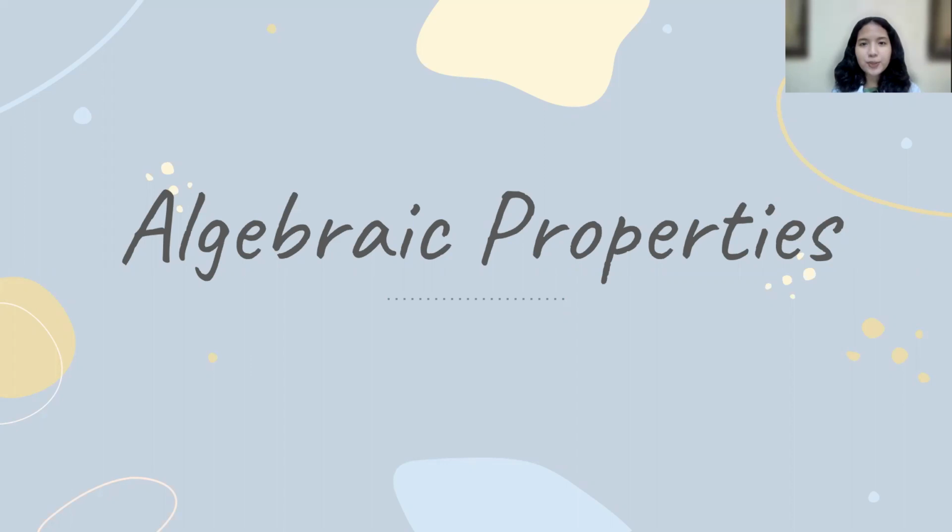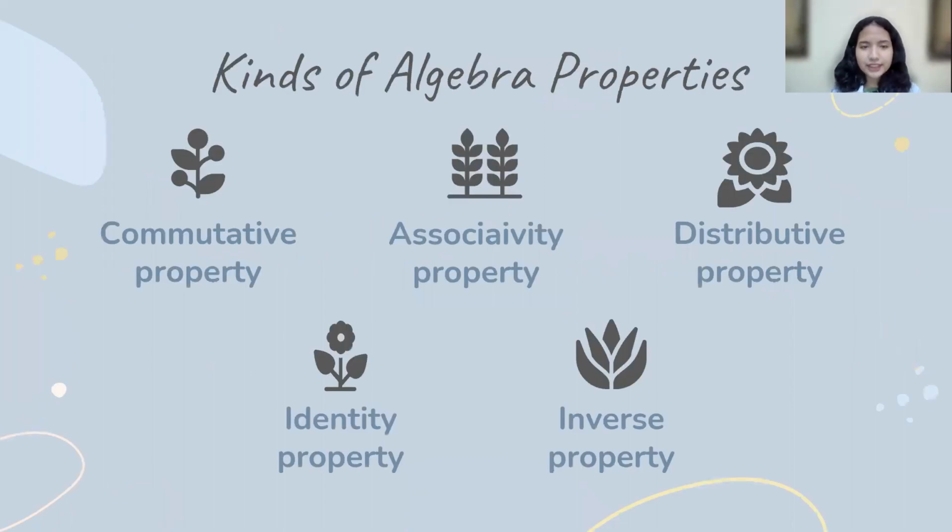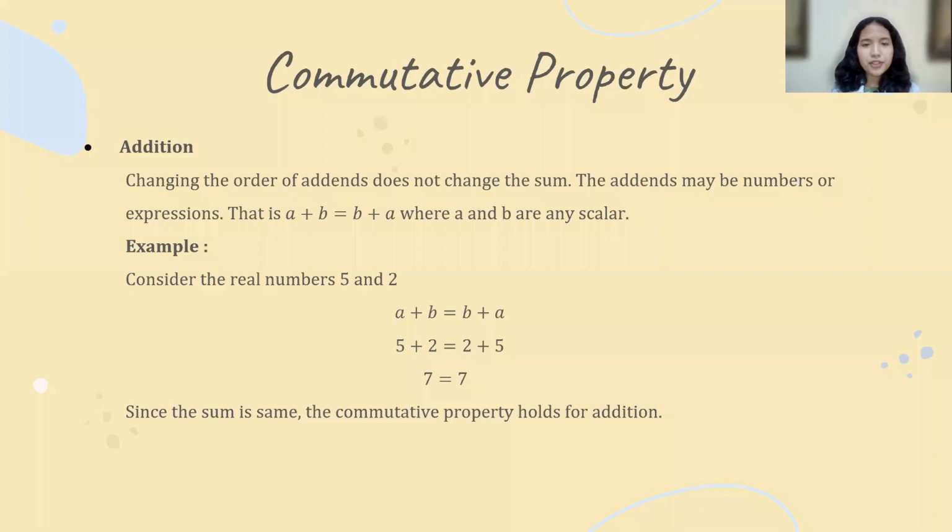And now I will explain to you about algebraic properties. At first, I will show you the kinds of algebraic properties. There are the commutative property, associative property, distributive property, identity property, and then inverse property. For the first, it is about the commutative property.